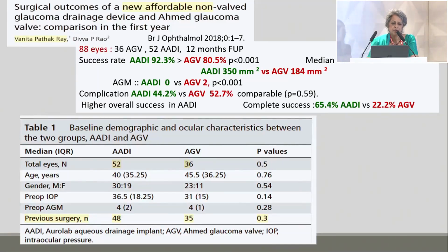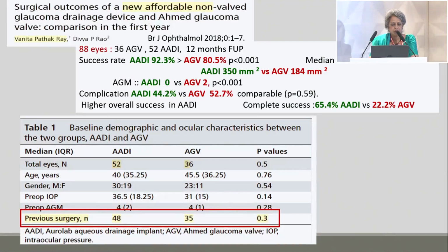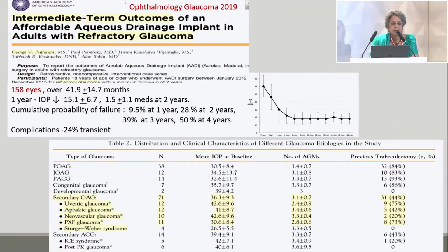A study from the chief instructor, Dr. Vanita's study, she also talks about the recent ADI being pretty good and the success rate pretty high compared to AGV. But here also she talks about most of the patients having had previous surgery. And the last study I'll be quoting is the ADI study from the people of Aravind. And here also, if you see, most of the data is from patients where failure was maybe anticipated.